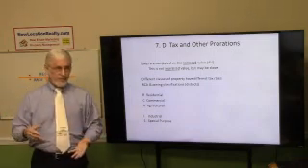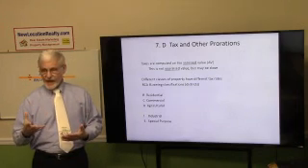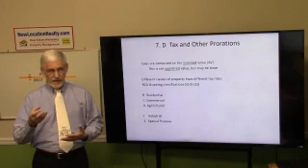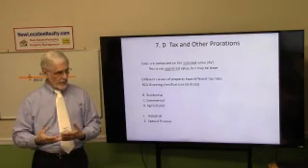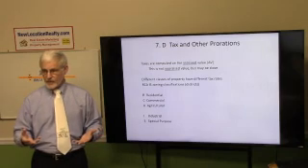But the others will have different rates. The residential, if you live in the house, you can homestead it, and you pay a lower tax rate. If you're renting it out, you pay double the taxes that a homeowner would pay on that property.